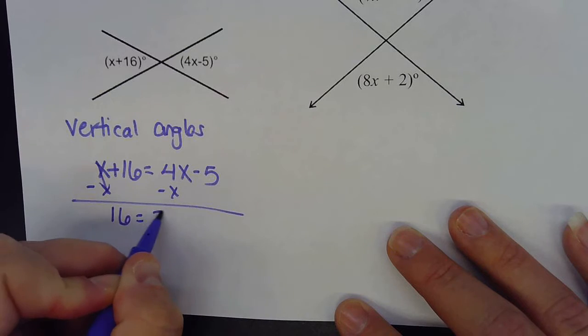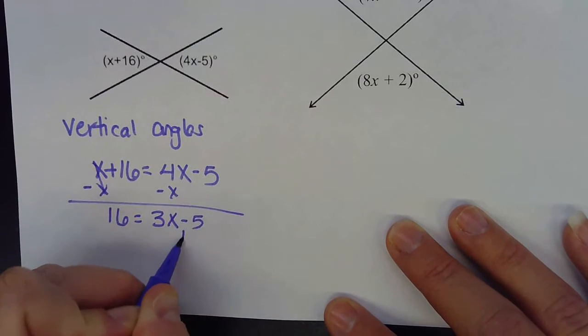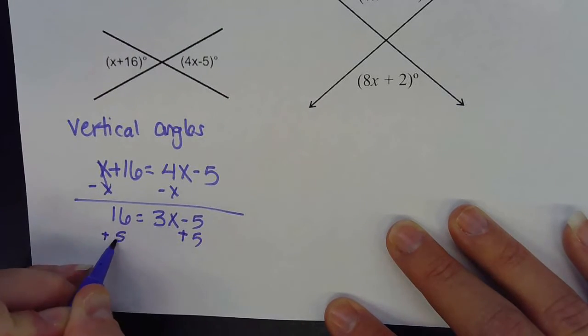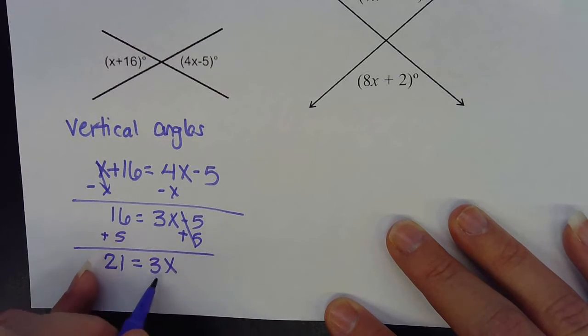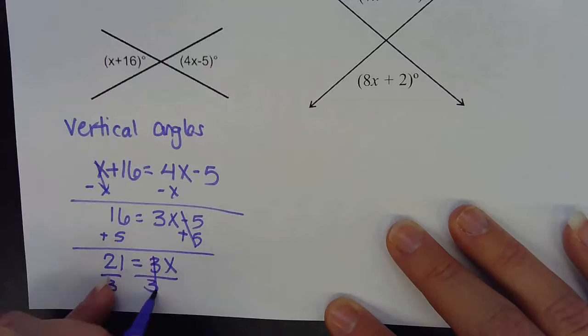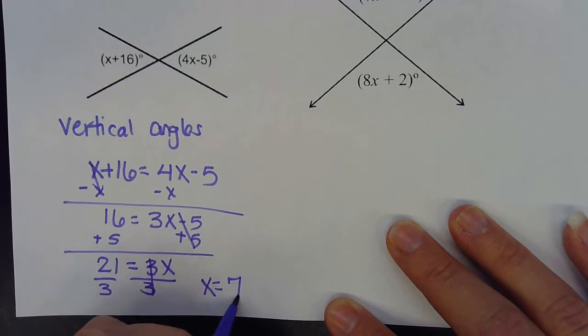16 equals 3x minus 5. Add 5. 21 equals 3x. And then divide by 3. And you get x equals 7.